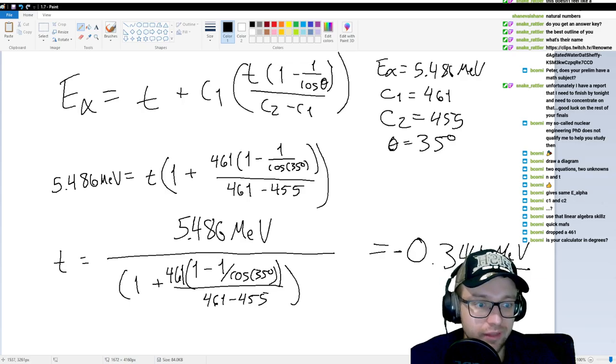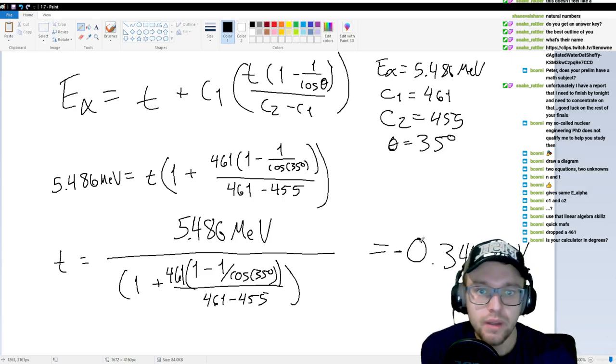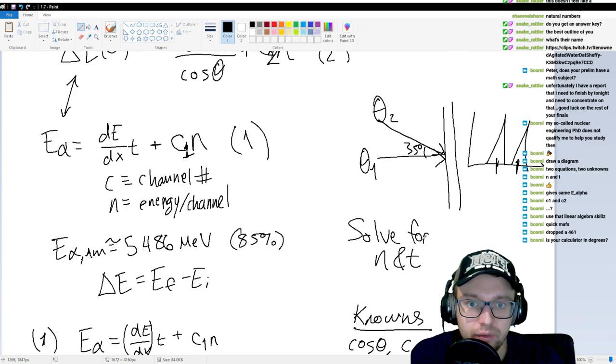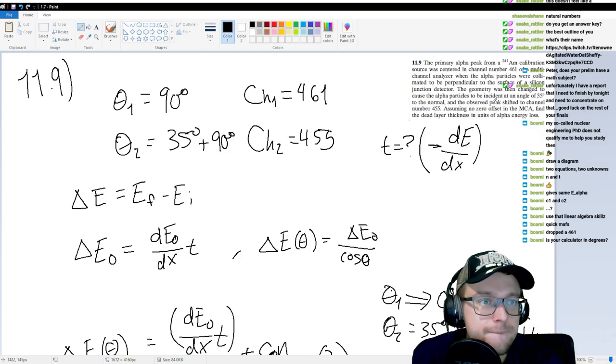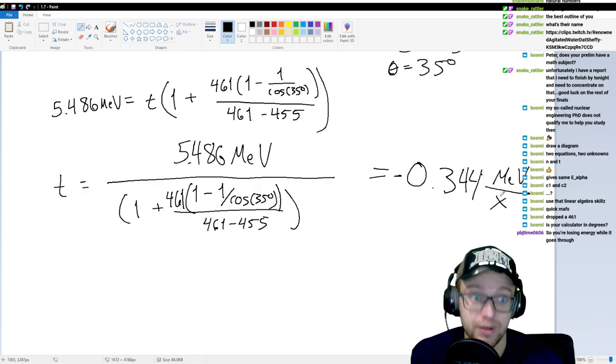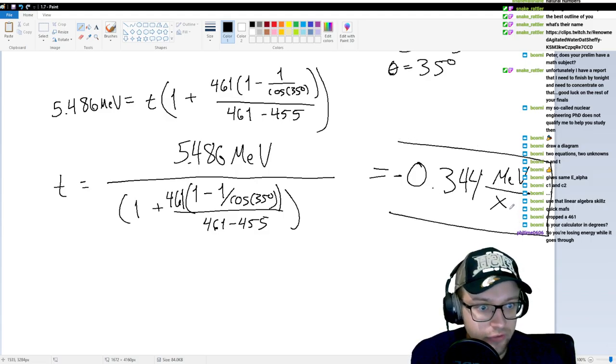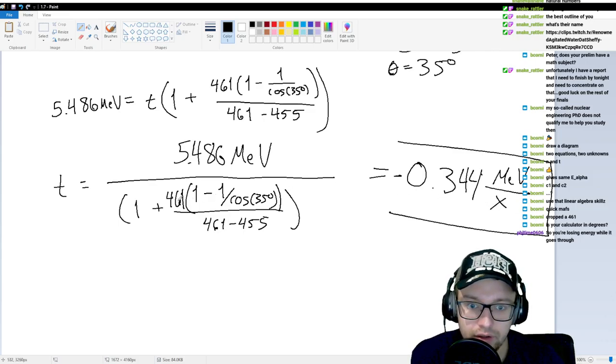Per some length. And I must have missed it somewhere. Let's see if I've missed it somewhere. Units of alpha energy loss. What do you think? Yeah, so you're losing energy as it goes through. Yeah, exactly. That's why we have a negative value. I just don't know what this distance unit would be, you know? And this is going to be in channel number. I suppose I need to find that, don't I?